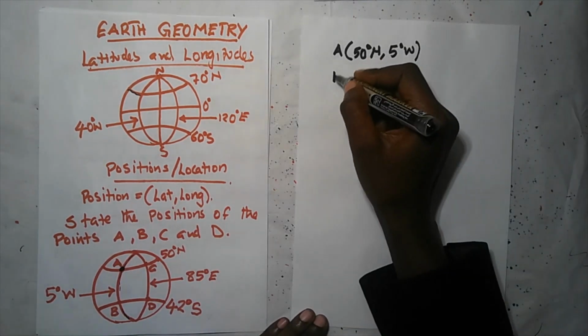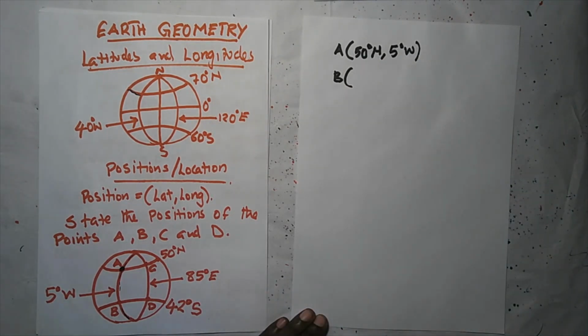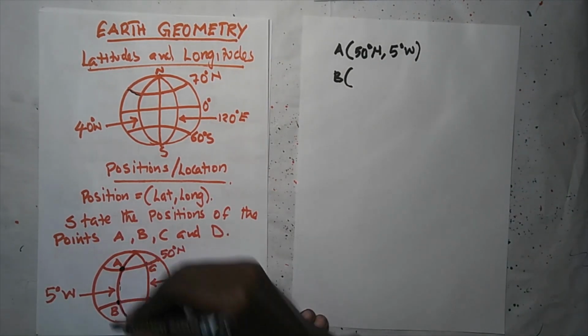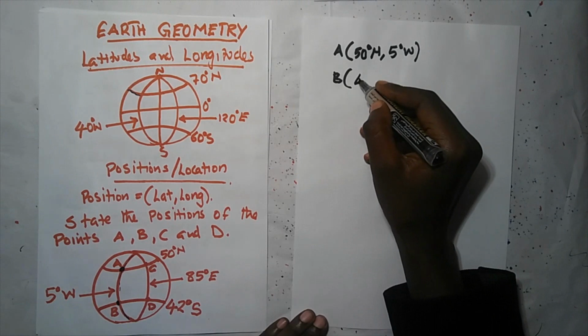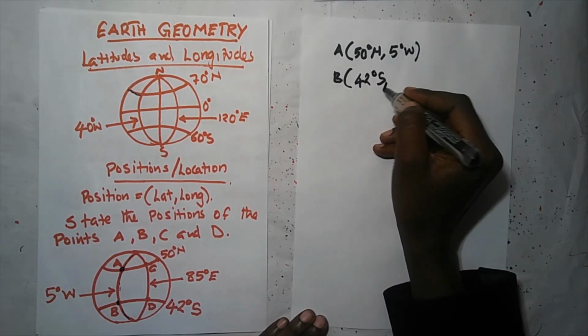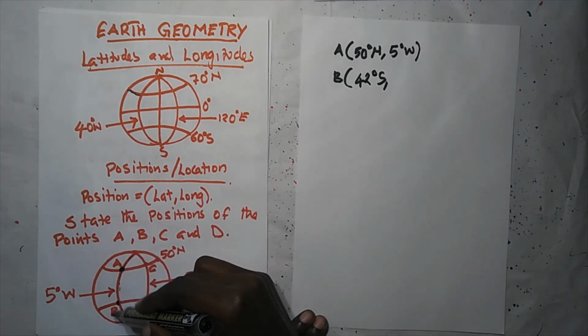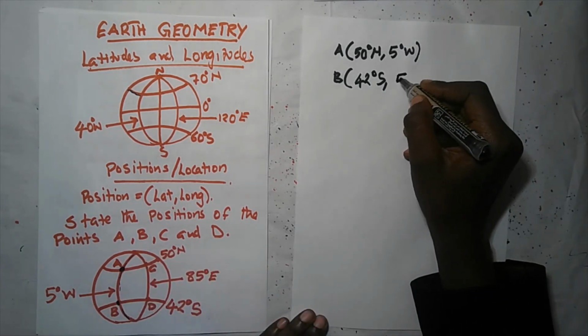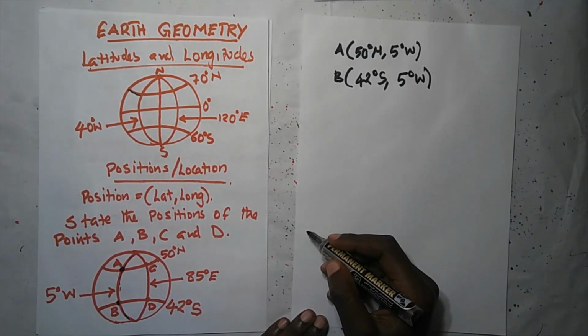Then when we come to the point B, we look at the latitude on which the point is. So the point B is here. B is on latitude 42 degrees south. So 42 degrees south, comma, the longitude for B is 5 degrees west. So 5 degrees west. So this is the position of the point B.